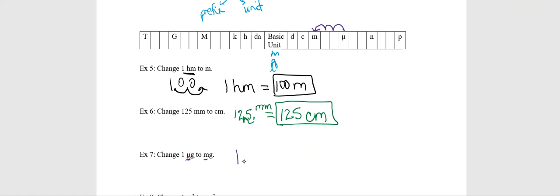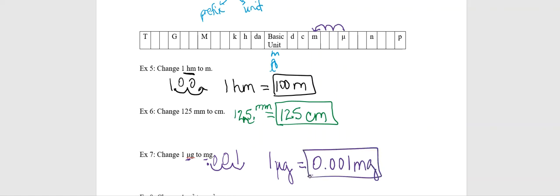Taking the number 1, which has a decimal to the right of it, I'm going to move that decimal 3 to the left. 1, 2, 3. In this case, 1 is filling one of those spaces, so I only have 2 zeros to fill in. 1 microgram is the same as 0.001 milligrams. Since it's all base 10, it's just a matter of moving the decimal one direction or the other, which is why I really like the metric system.